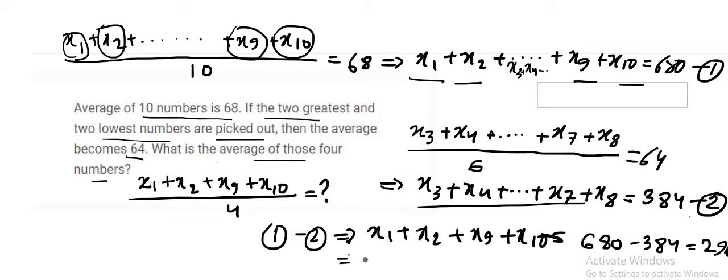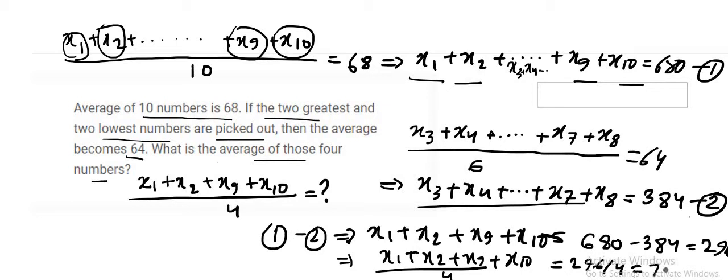Since we are looking for the average, we have to divide both sides by 4. So 296 divided by 4 gives 74. So in this case, our answer would be 74. Here, by developing equations and solving them, we can easily find the answer. We just have to identify what is missing.